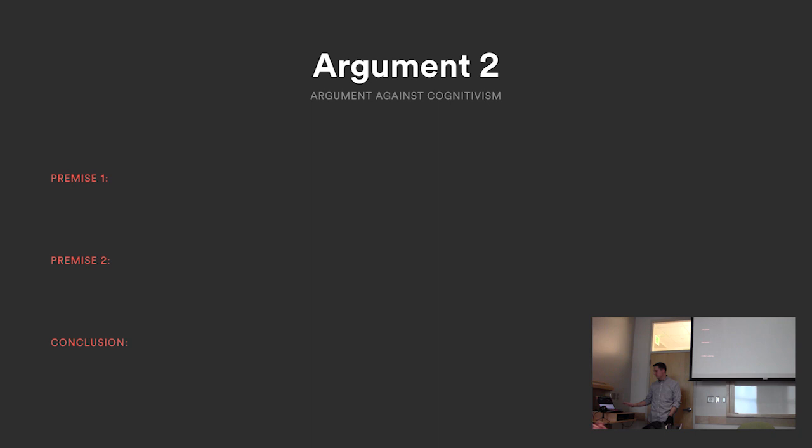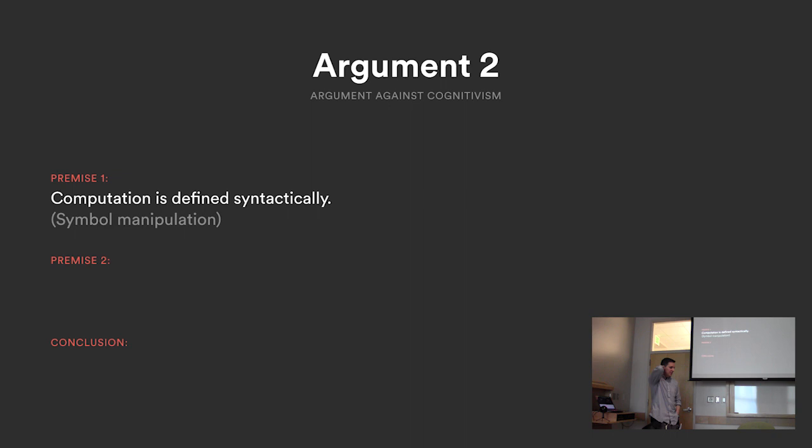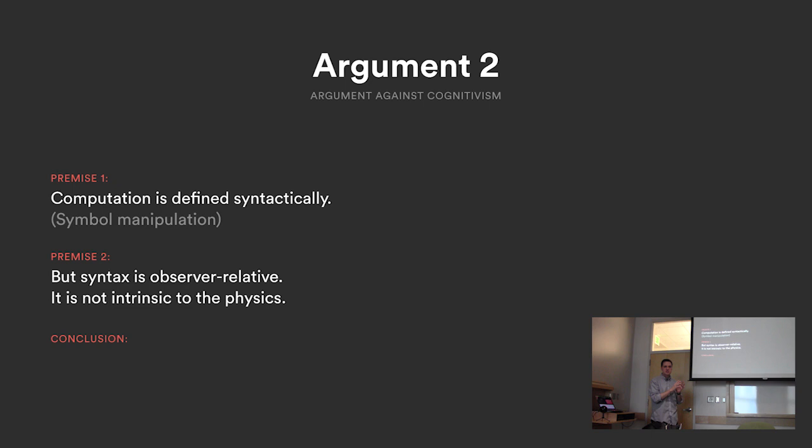Argument two is also from Searle. I think it's much more interesting than the Chinese room argument. And this one starts with the premise that computers are defined syntactically. Okay, they're just symbol manipulation. Premise two says that syntax is observer relative, it's not intrinsic to the physics. What that means is that whatever operations are going on inside of this machine that we call a computer, it doesn't even have the syntax, right? It doesn't even have symbols in it, except for the symbols that a conscious being standing outside of the computer assigns to the symbols.